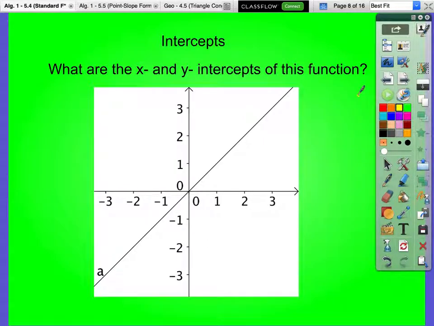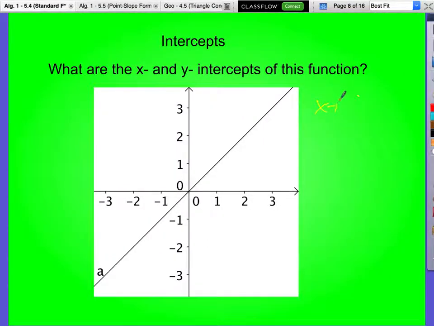Go ahead and do this one, same thing. The x-intercept and y-intercept.